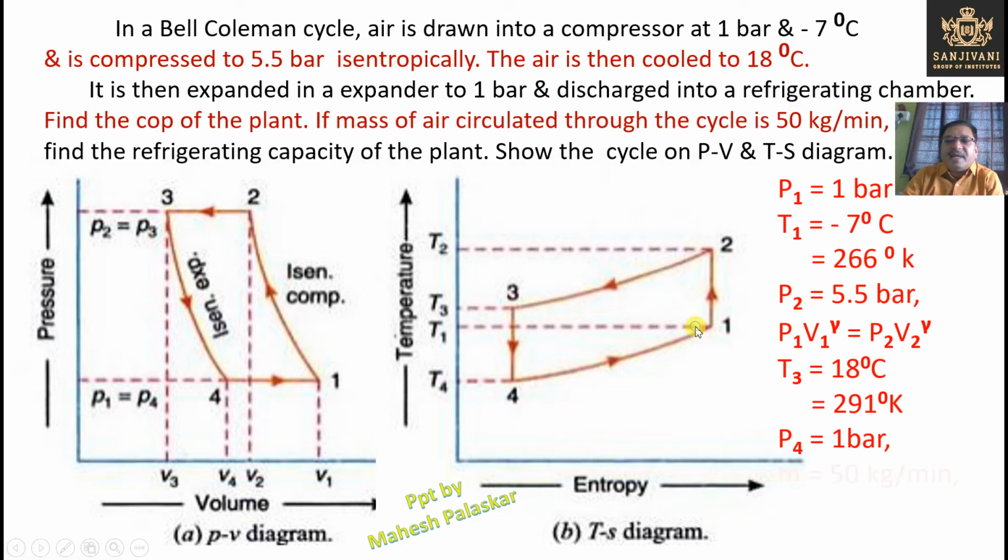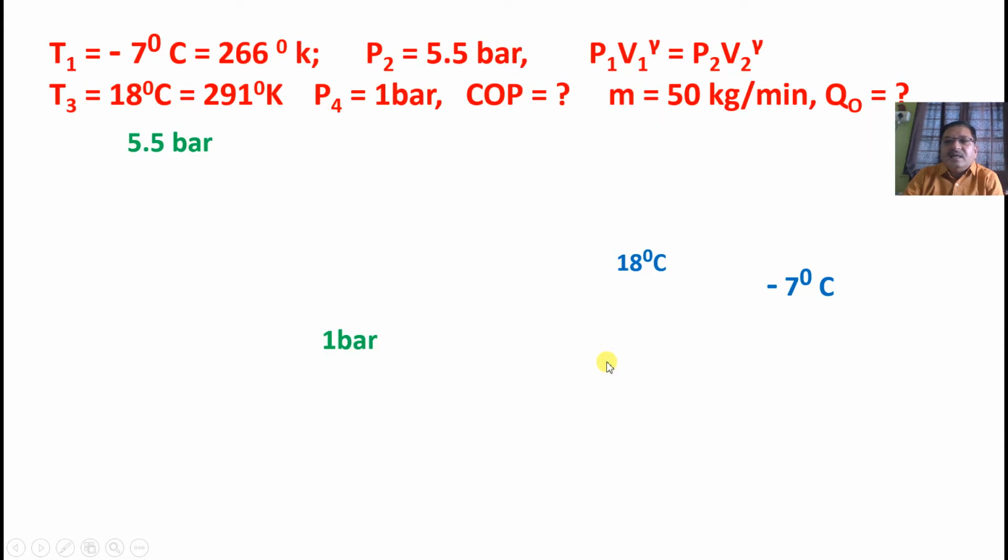Find the COP of the plant if mass of air circulated through the cycle is 50 kg per minute. So mass flow rate of the air through the cycle is 50 kg per minute, that is given, and we have to find the coefficient of performance COP and the refrigerating capacity Q0 of the plant. So let us go ahead. These are the given things we have already noted down.